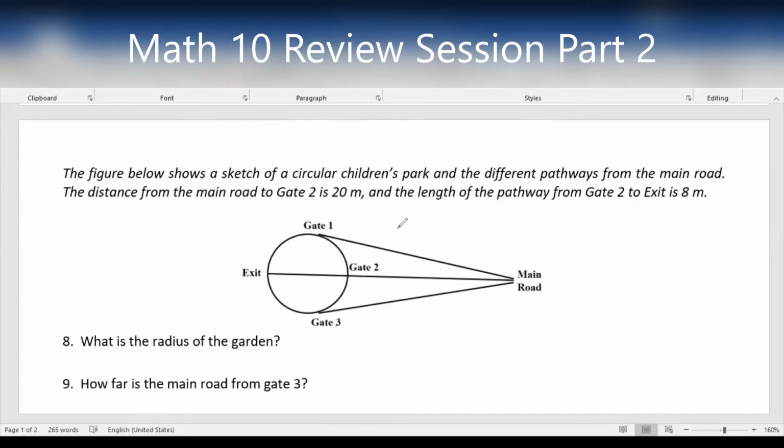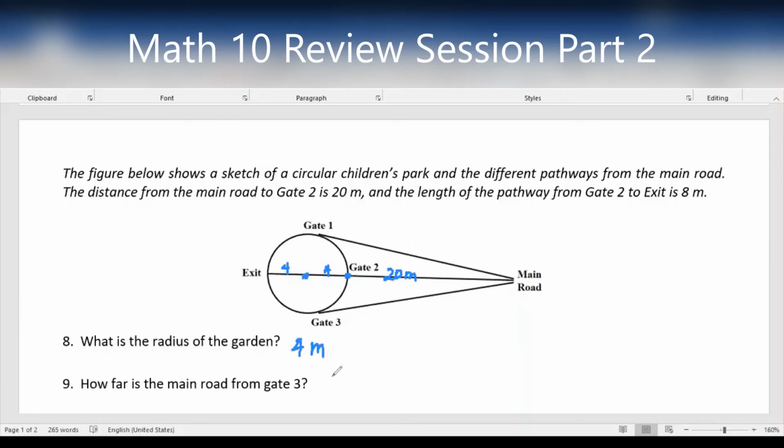Dinivide ko po by 2 yung distance po ng exit from gate 2. Yes. From main road to gate 2 is 20. Yung 20 mo hanggang dito lang. This is your 20 meters. Tapos, the length from pathway to exit, from gate 2 to exit daw is 8. So therefore, 4 yan. Ito 4 din. So the radius is 4. So check. 4 meters. Next question.